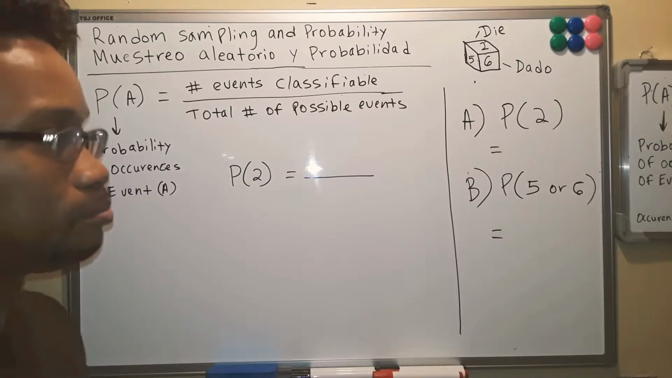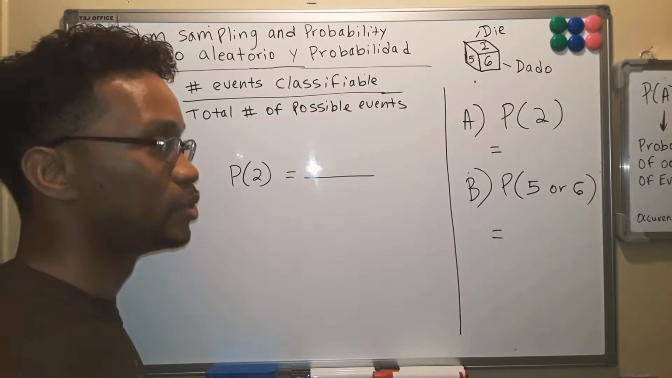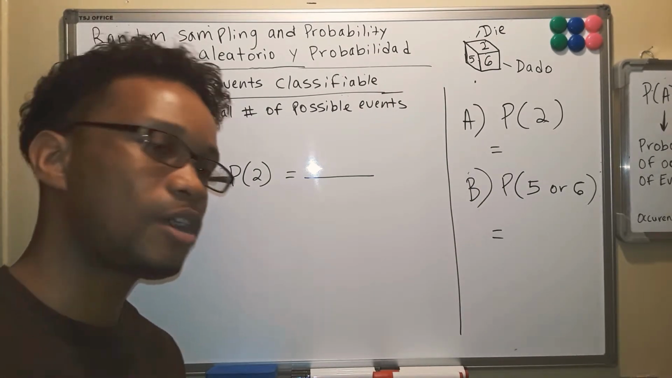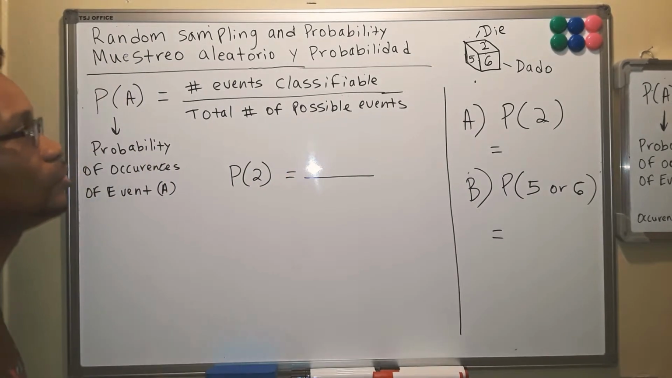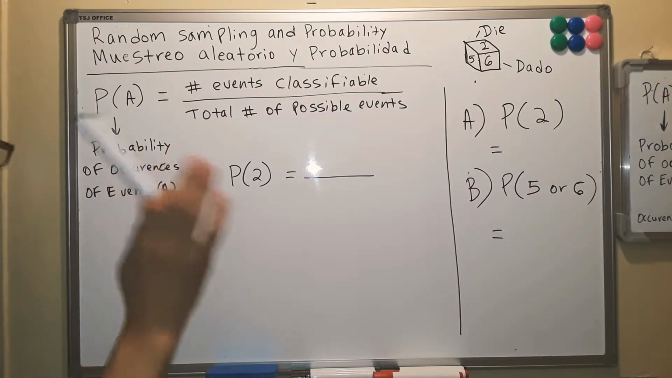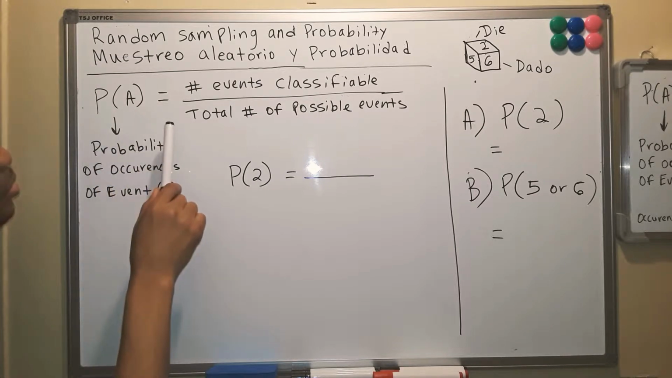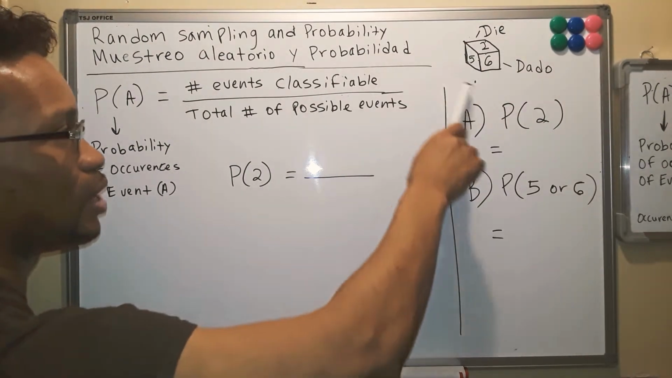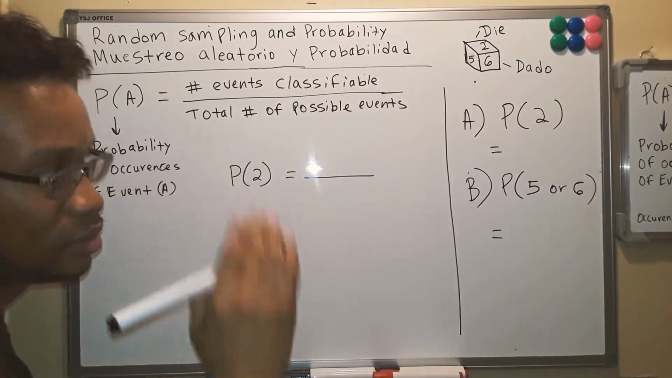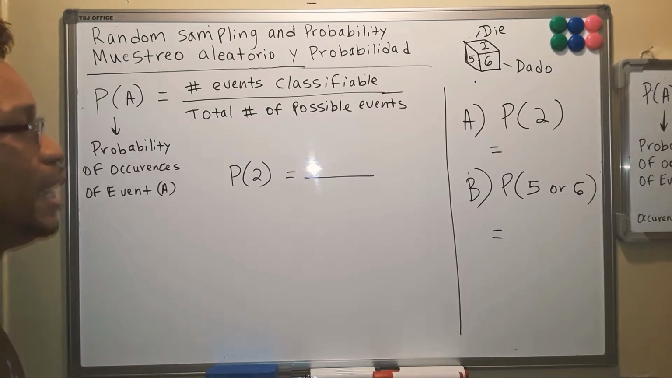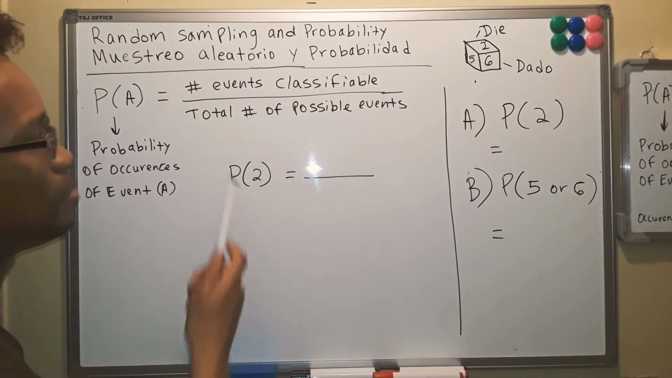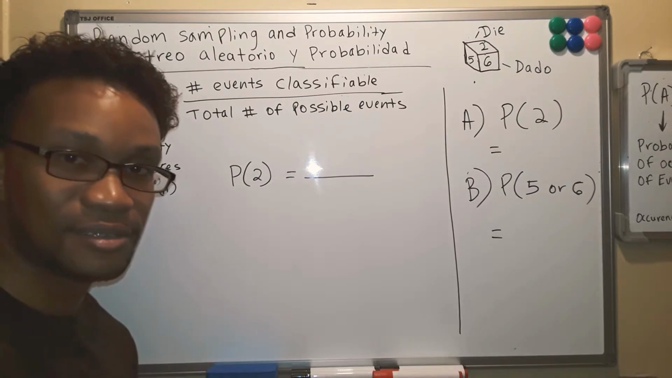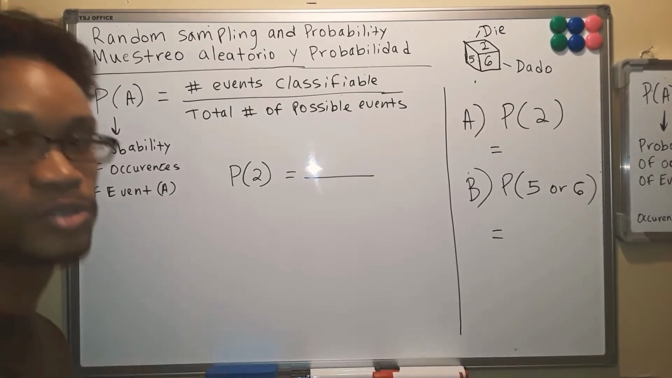Alright, let's start. I've been given two problems from a student, A and B. It's basically random sampling and probability. So let me explain it bit by bit. PA is equal to the probability of occurrences of an NA. So we have a die, which is just one cube, and the number of events classifiable. So a die has only 6 sides, 6 equal sides, numbers 1 through 6.